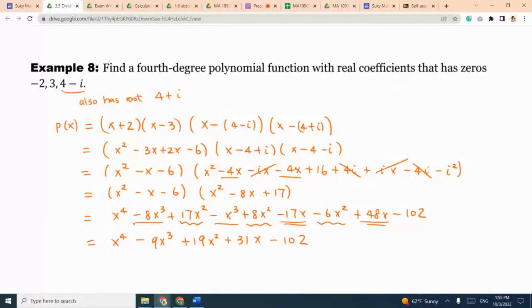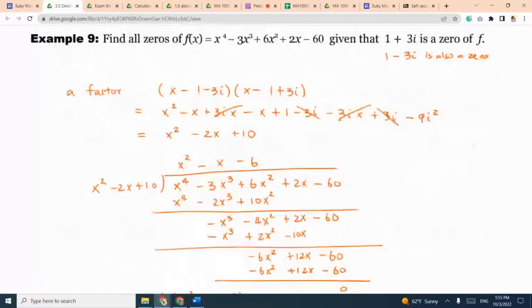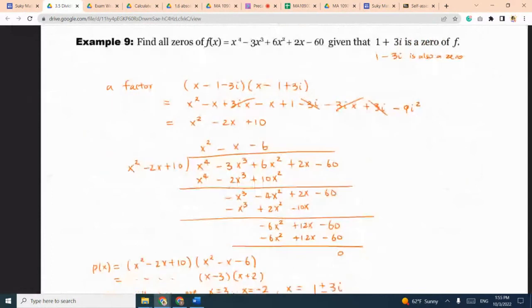So this is the opposite direction. It gives you the roots and asks you to find the polynomial. Is that okay, everybody?